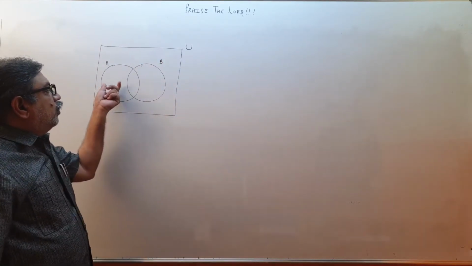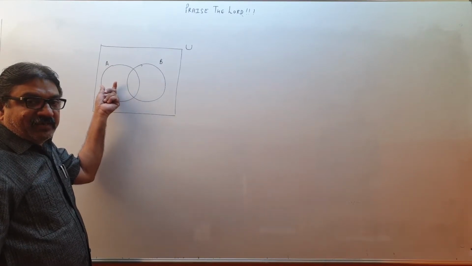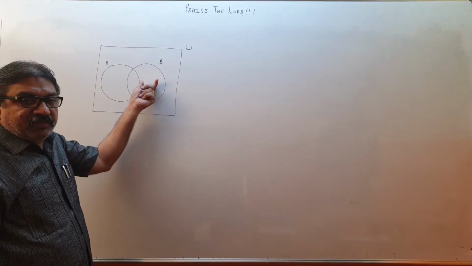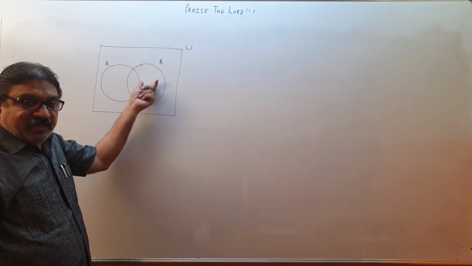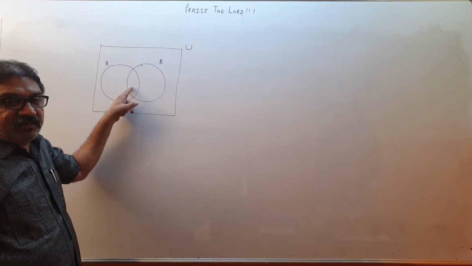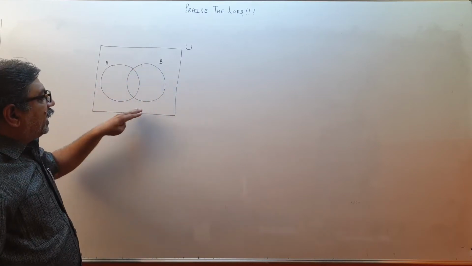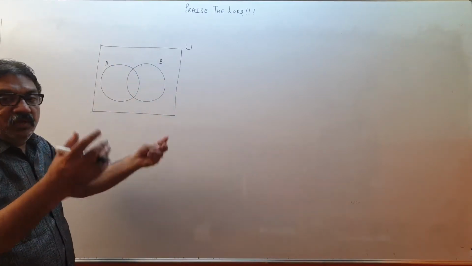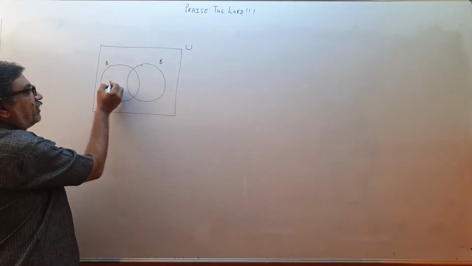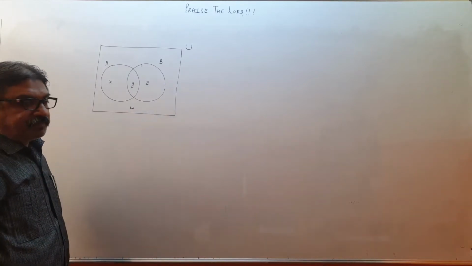You know this is only A region, A minus B, or A intersection B dash, any one thing. This is only B region, B minus A, or B intersection A dash. And this is A and B region, A intersection B. And this full is A union B. And this region outside is A union B full dash, outside A union B. So supposing there are X elements here, Y elements here, Z elements here, and W elements over here.